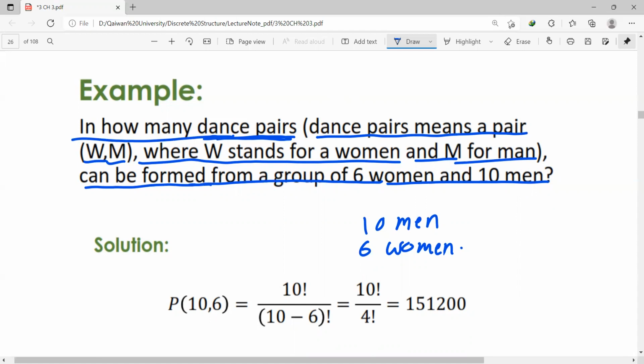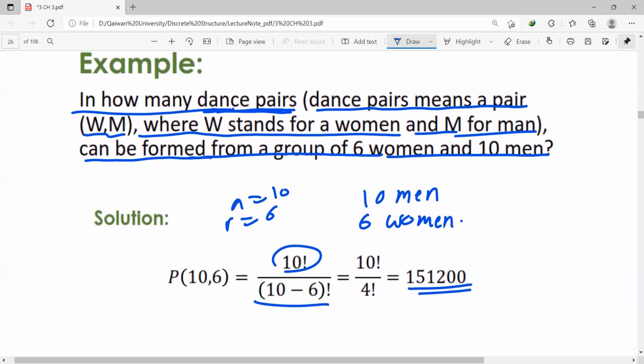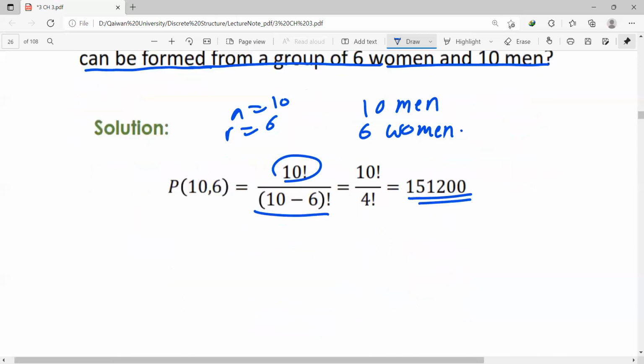So that's why we say n is 10 and r is 6. That's why here you say n factorial divided by (n minus r) factorial, and we get this. So we have 151,200 ways of doing this. Okay, is that easy?